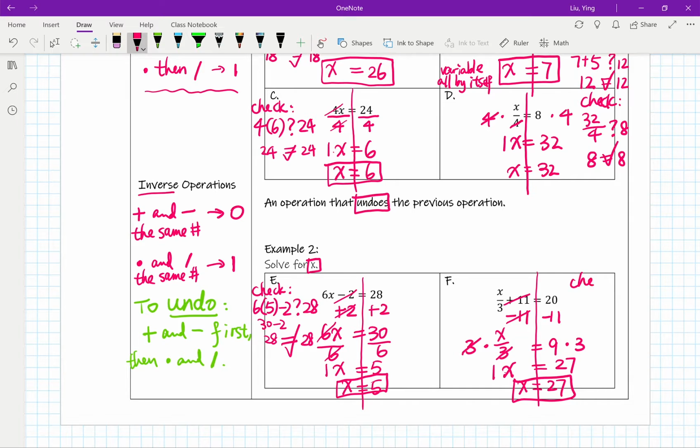Once again, better check it. We will plug this number into the original equation. So we'll replace the x with 27, which is what we found. And it was divided by 3 and then add 11. Does that come out to be the same number on the right-hand side? So 27 divided by 3 is 9. 9 plus 11 is going to be 20. It's exactly the same number on the right-hand side. So that tells us 27 is the correct answer.